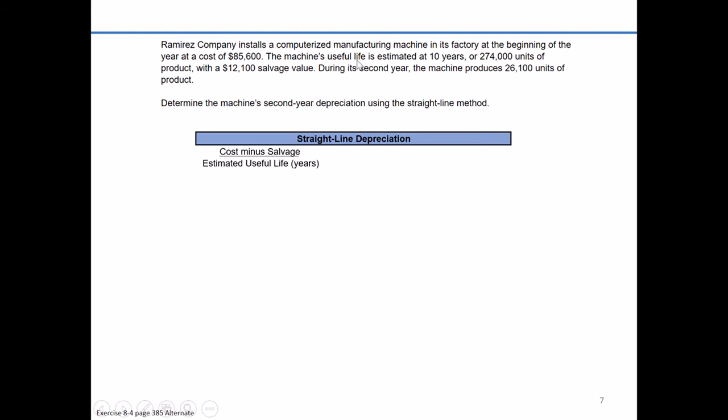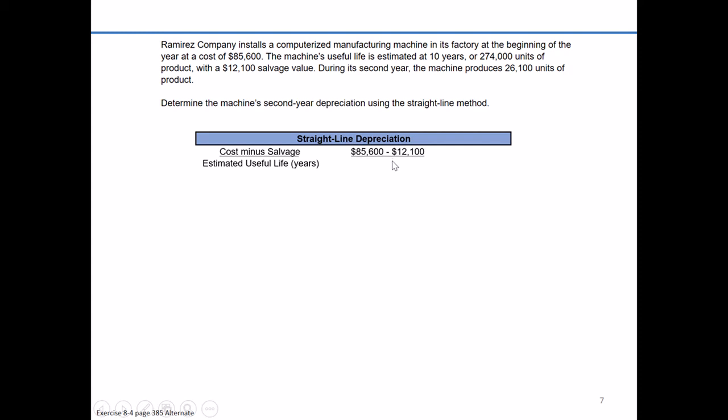The cost of the asset to Ramirez Company was $85,600 and the salvage value was $12,100. So we'll take $85,600 in cost minus $12,100 in salvage value. Recall that salvage value is just an estimate of what that piece of machinery would be worth at the end of its useful life. Again, that's an estimate. The cost, we know for certainty. We can look through our records, but salvage value is an estimate.